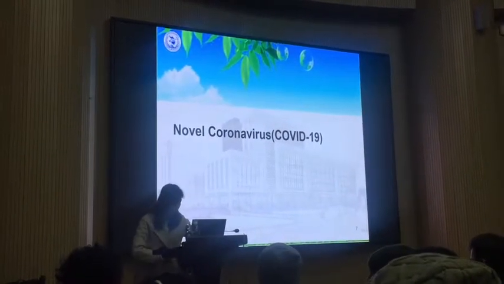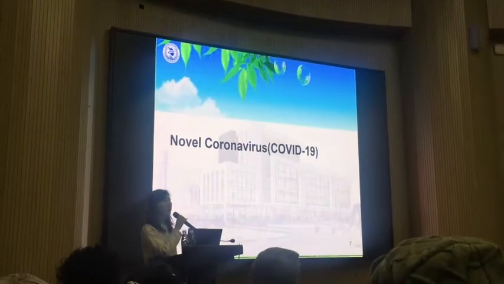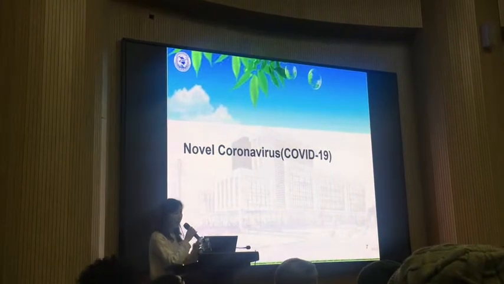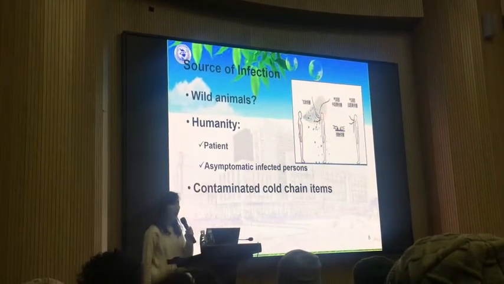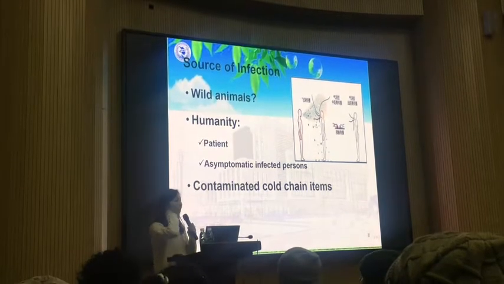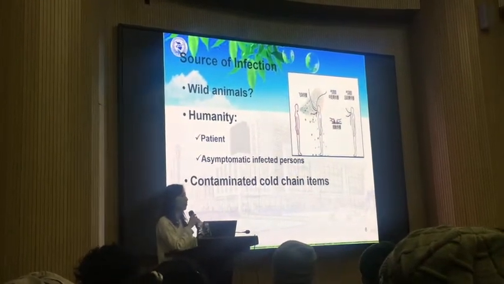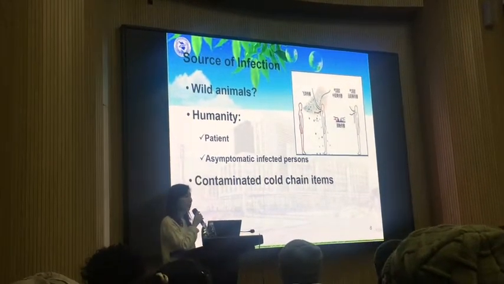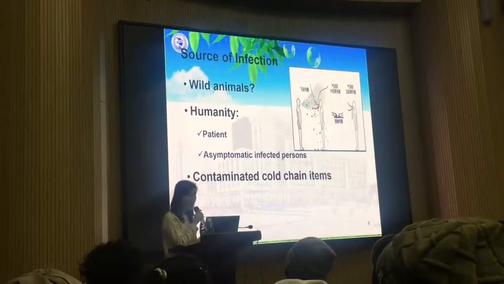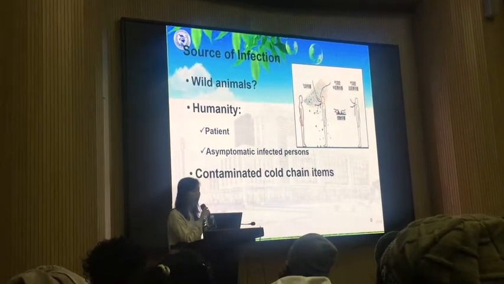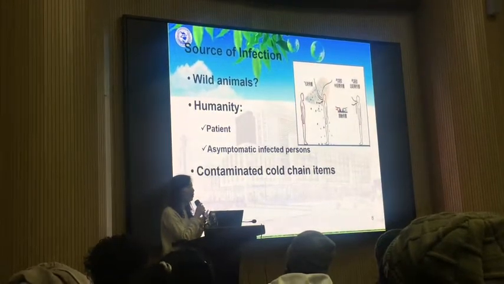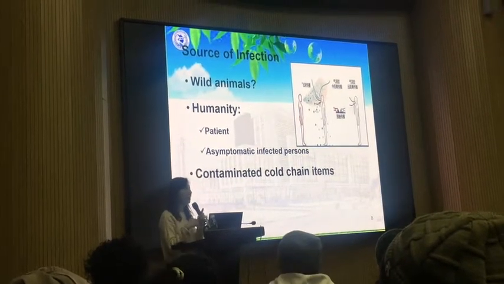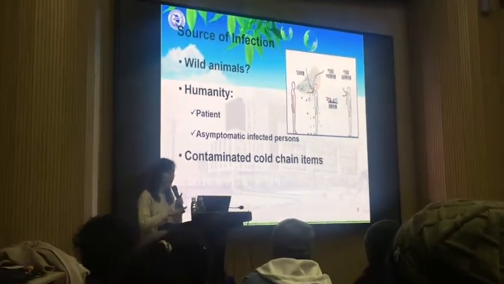So how about coronavirus disease 19? I think it's something that you're most interested in. First, we talk about the source of infection. Of course, first, people thought the source of infection was wild animals. And later, we know that many patients and asymptomatic infected persons are sources of infection. And recently, we find that contaminated cold chain items are also a source of infection.